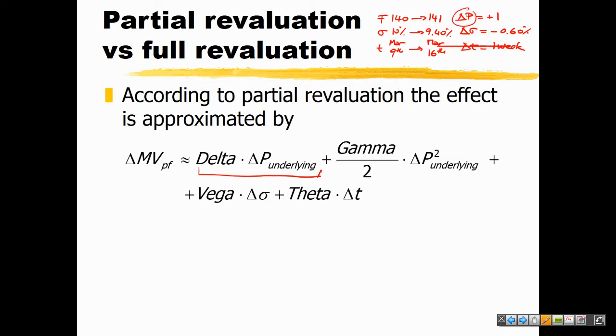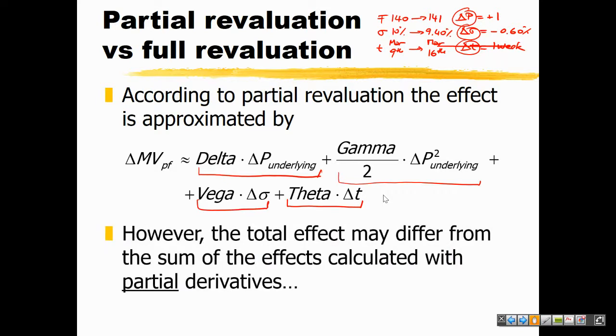Then you use this delta P, delta sigma, delta T, combined with the appropriate derivative. So delta times the change in the price of the underlying plus gamma divided by 2 times the change in the price of the underlying squared is the delta gamma effect approximation of the impact of the change in price. Then you add up what derives from the change in volatility, vega times delta sigma, and what is the effect of 1 week that has passed, as theta times delta t. The point is that we must be aware that the total effect that you can obtain can be different from the true effect in the option portfolio.